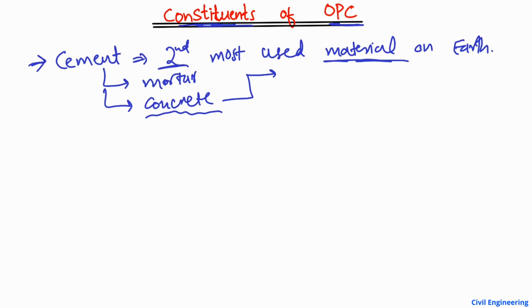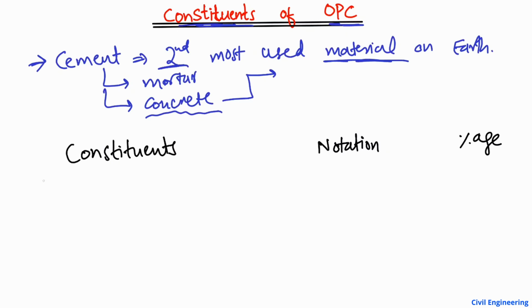So I'm going to make a table. On one side I'm writing its constituents. On the other side I'm going to write its notations. And at the end we can write the percentage, how much percent they are present. So starting with the first one, the most present constituent of the Portland cement is the tricalcium silicate.